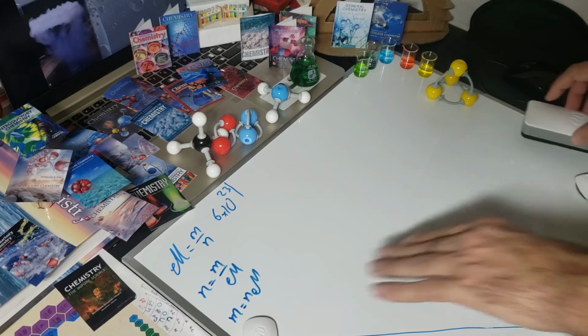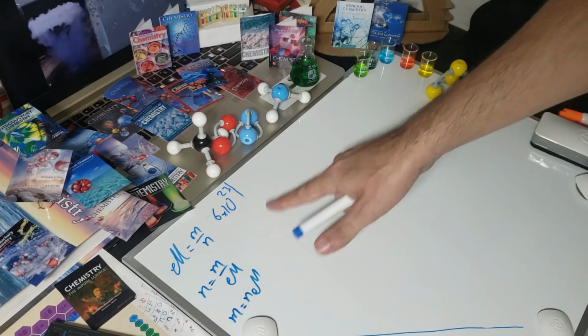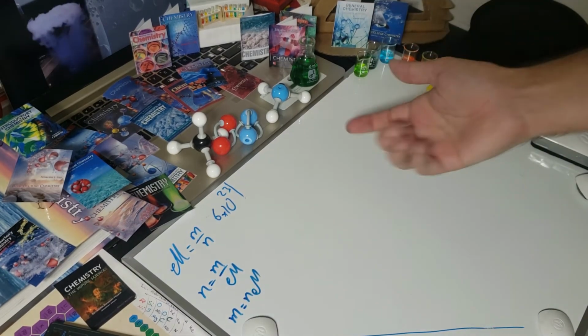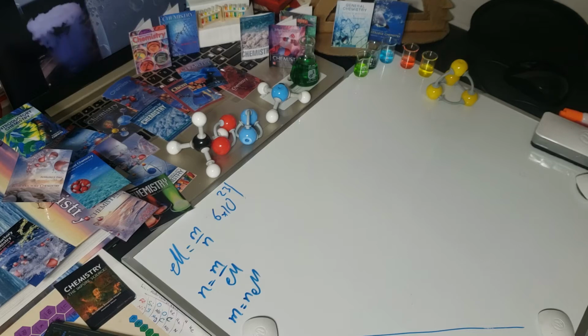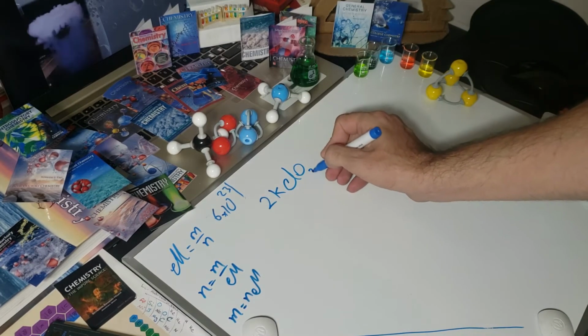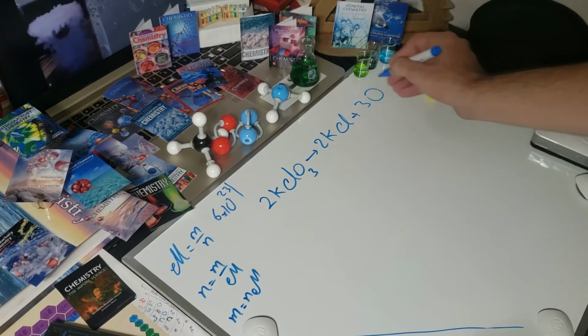Now, what if the problem is not going from a reactant to a product, but going backward? It would be the very same procedure, only the direction that you move would be different. Now, let's say this is our reaction: 2KClO3 gives us 2KCl plus 3O2.